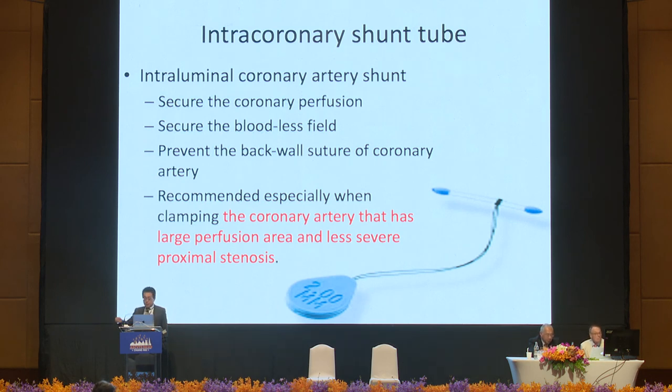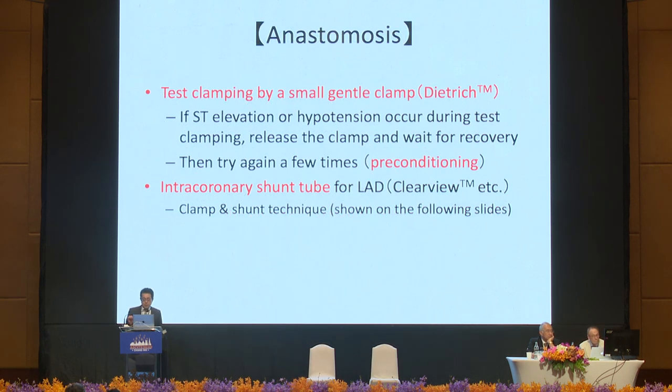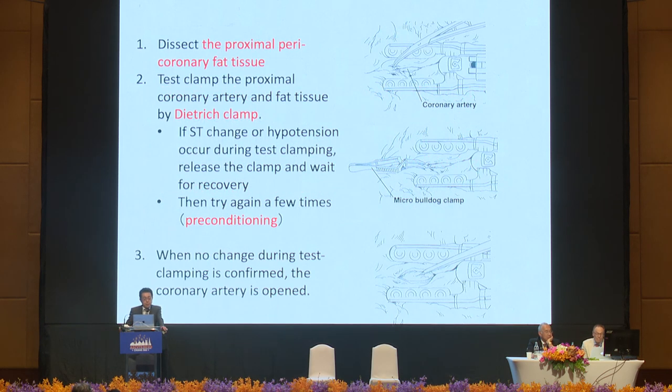Intracoronary shunt is recommended especially when you clamp a coronary artery with a large perfusion area and less severe proximal anastomosis. I prefer test clamping and preconditioning with a small, gentle Dietrich clamp. First, dissect the proximal pericoronary fat tissue and apply the Dietrich clamp, and see how the ST change or hypotension might occur during test clamping. If so, release the clamp and wait for a while. Repeat one, two, or three times, like preconditioning.